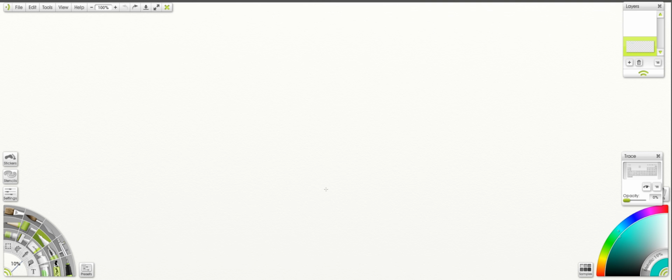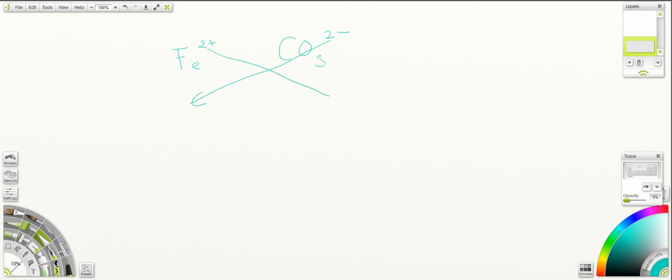Let's look at another one. Okay, so let's say we've got Fe2+, so this is iron with a charge of 2 plus, plus a CO3 2 minus, which is carbonate. So what we're going to do is swap over the numbers. By the way, guys, what does this mean? This means we've got 1 carbon, 3 oxygens, and it has an overall charge of 2 minus. This means we've got iron with an overall charge of 2 plus. So swap the numbers over.